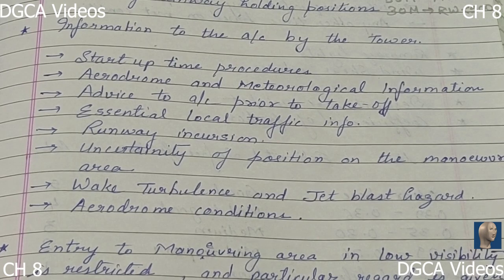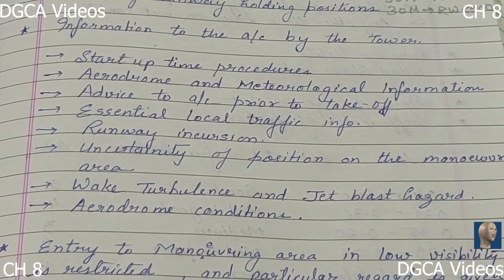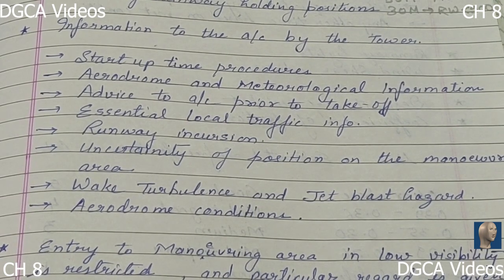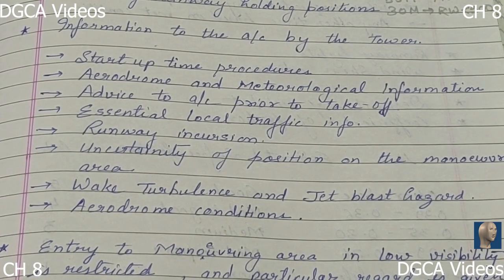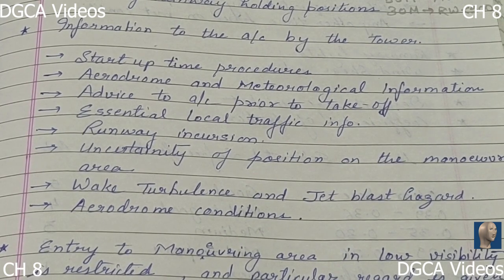advice given to the aircraft prior to the takeoff. So any significant change in the surface wind direction, meteorological information during the climb out phase in the climb out area, all those things, and then prior to entering the traffic circuit or commencing its approach to landing, again they have to tell which runway is in use, surface wind direction and speed, QNH altimeter setting, etc. Okay, next is essential local traffic information.